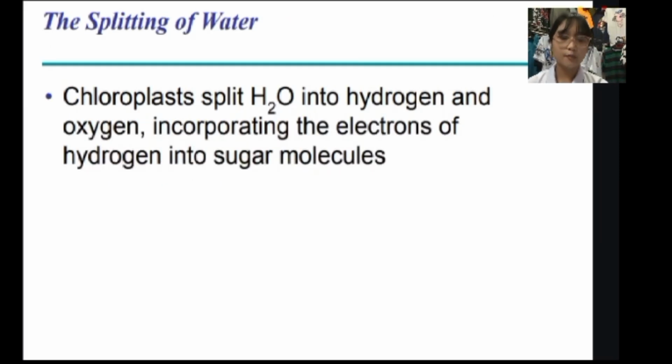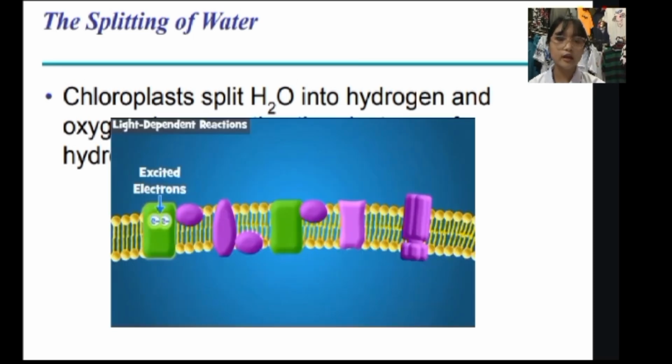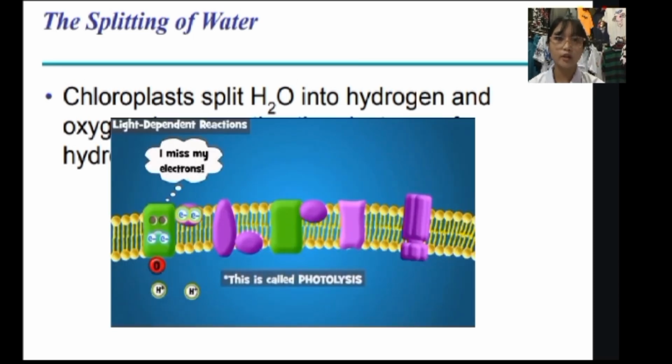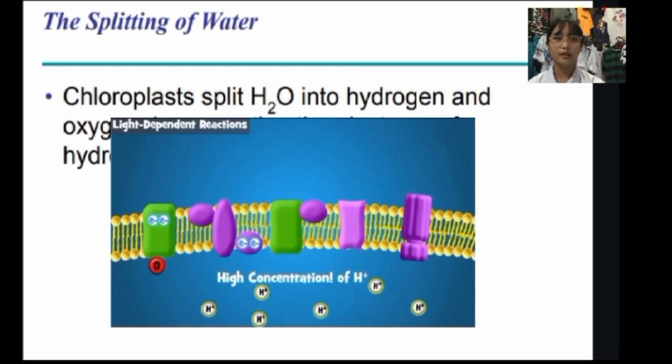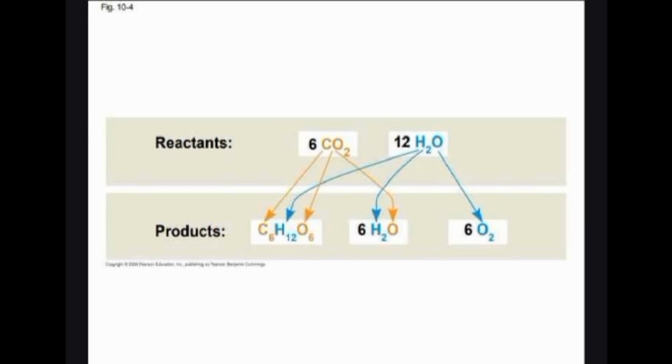So our next topic is the splitting of water. So chloroplasts split H2O into hydrogen and oxygen. Hydrogen has these electrons that are needed to make sugar molecules for the plant, and the oxygen will be given to us humans and other living things. In the next slide, it shows here the equation for photosynthesis. It also shows here how the splitting of water works.